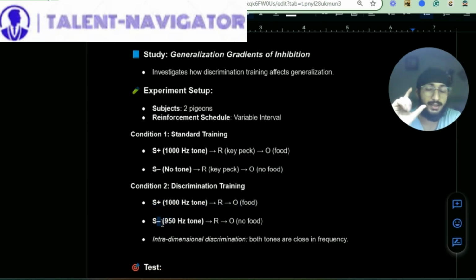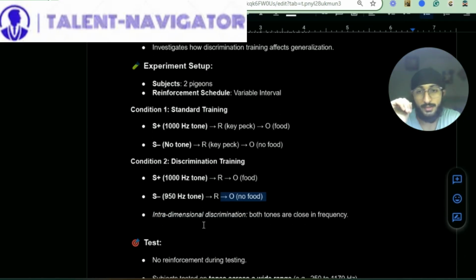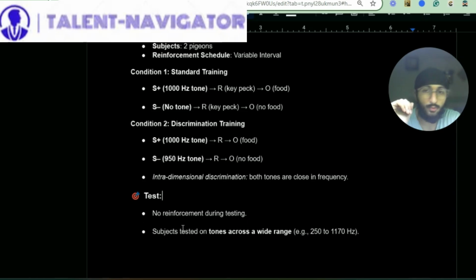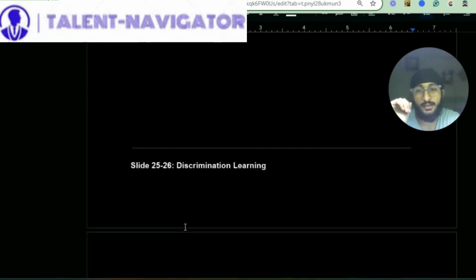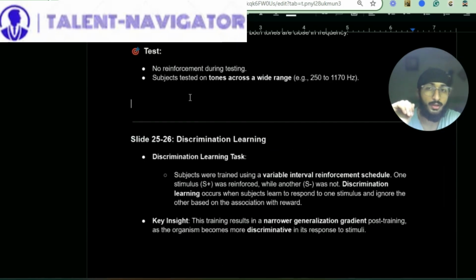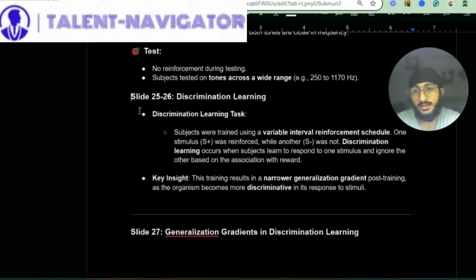Now what will happen is that in S minus the frequency is basically set to 950 Hz of tone, so no food. So this is interdimensional discrimination, as both tones are close in frequency. Test: no reinforcement during testing. Subjects are tested on tones across a wide range. So what is the use of this experiment? We'll discuss right now. This is the discrimination learning task.